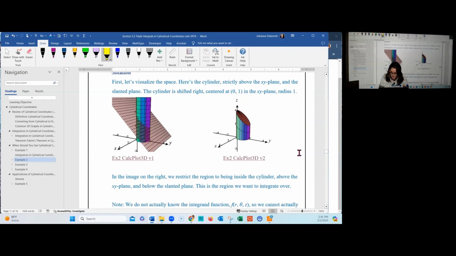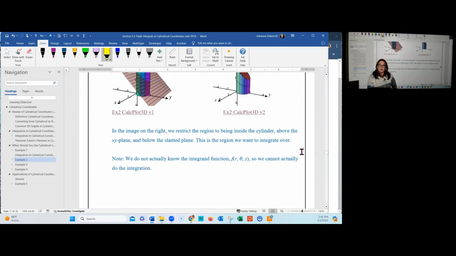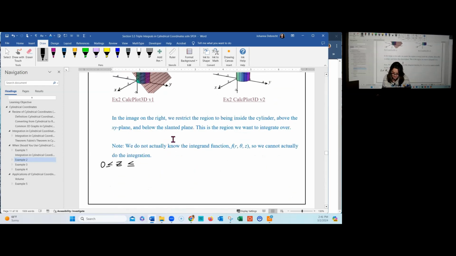Let's now consider how we can write what the iterated integral would look like. Let's go ahead and write down what we've determined thus far. We know that z is going to be greater than or equal to 0 and less than or equal to the slanted plane, which I believe was 4 minus y.